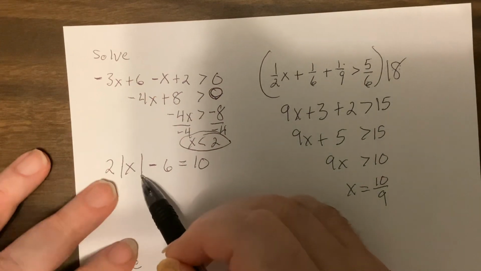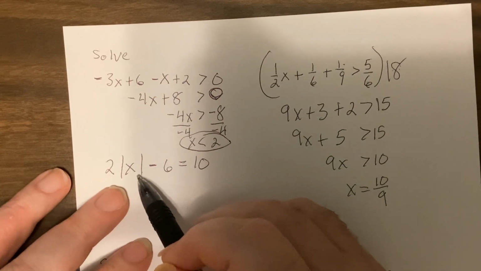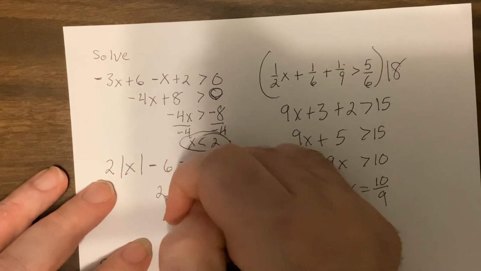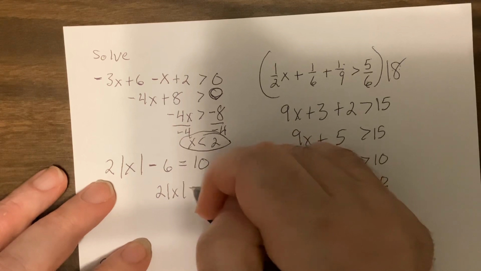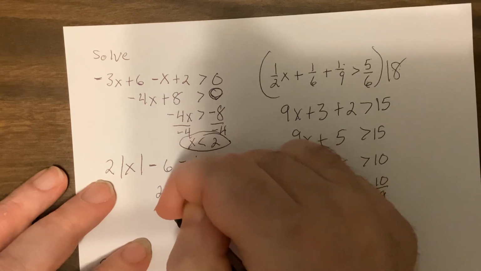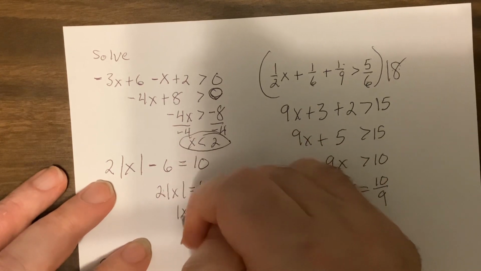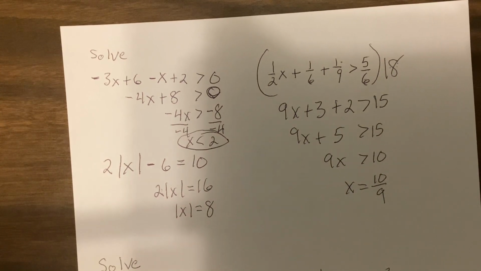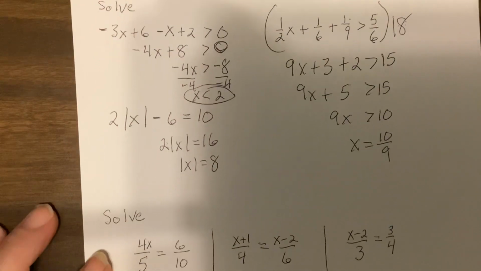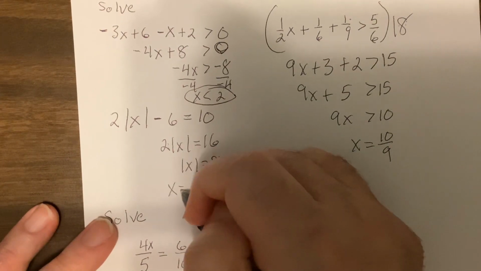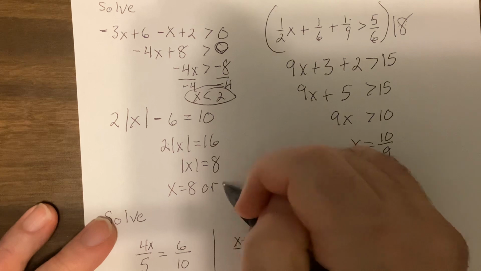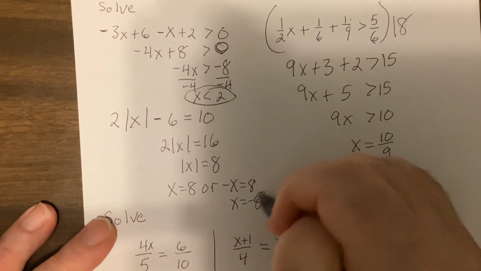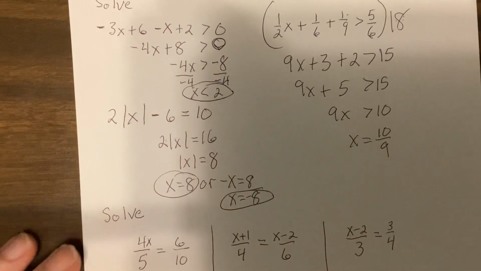Now, to solve for absolute values, you want to get the absolute value by itself. So you add 6 to both sides. Divide both sides by the number in front. So I have the absolute value of x equals 8. So now I just break it up. x equals 8, or the opposite of x equals 8, so x equals negative 8. So those are my two answers.